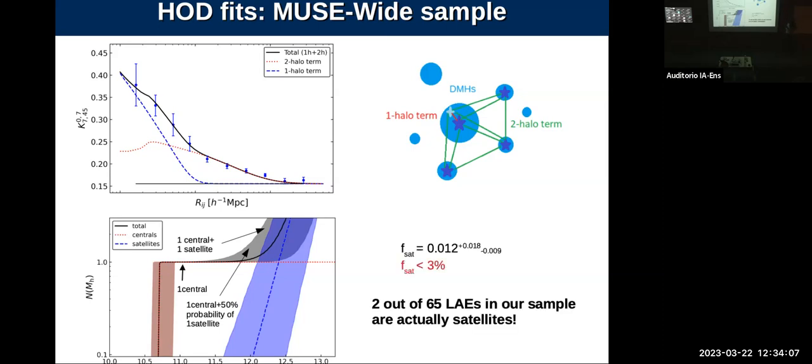So if I make those calculations, I obtain that 3% of the Lyman-alpha emitters I have in the sample are actually satellites. In other words, 2 out of 65 Lyman-alpha emitters in our sample are satellites. So the most common scenario for this sample of Lyman-alpha emitters is that in which your dark matter halos only host one central galaxy. And in really rare occasions, you will have some satellites in there. Now that was all for the MUSE-wide survey.